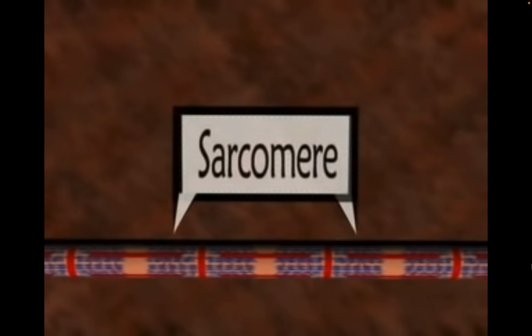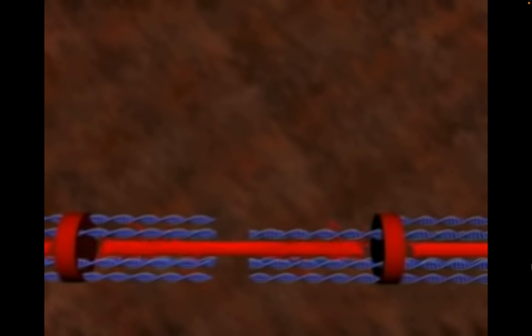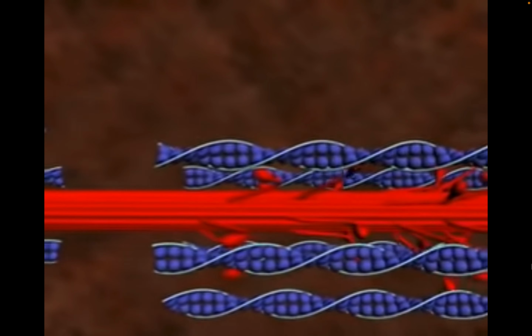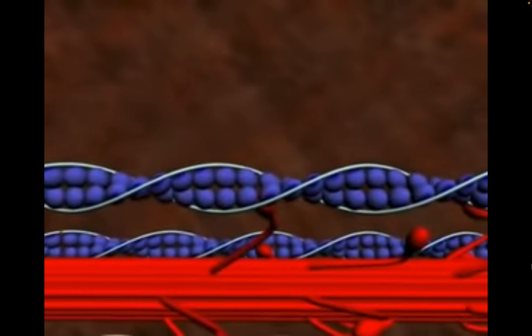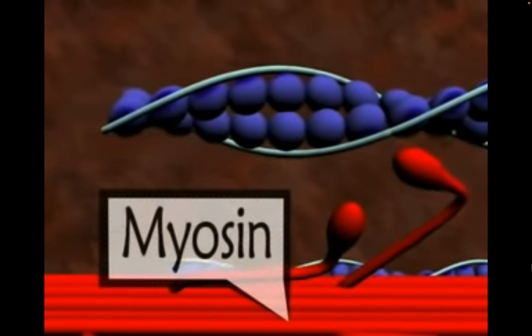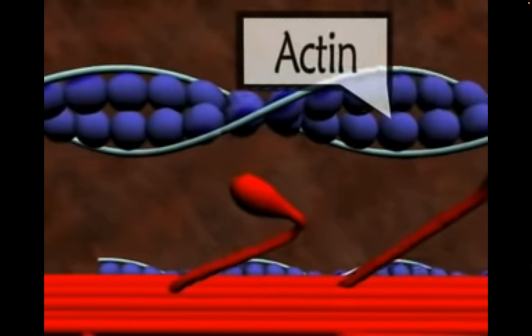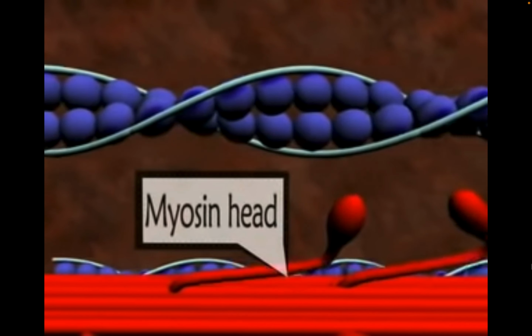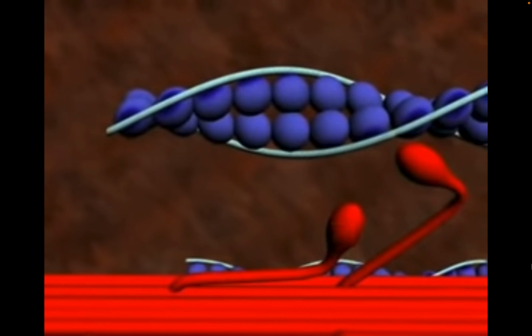When a motor neuron stimulates a muscle fiber, overlapping filaments in the sarcomere slide along one another, and the sarcomeres shorten. The repeated pattern of the sarcomere results from the arrangement of the two major proteins within the myofibril: myosin and actin. The myosin heads are the actual mechanism for muscle contraction. Now let's examine the process in detail.